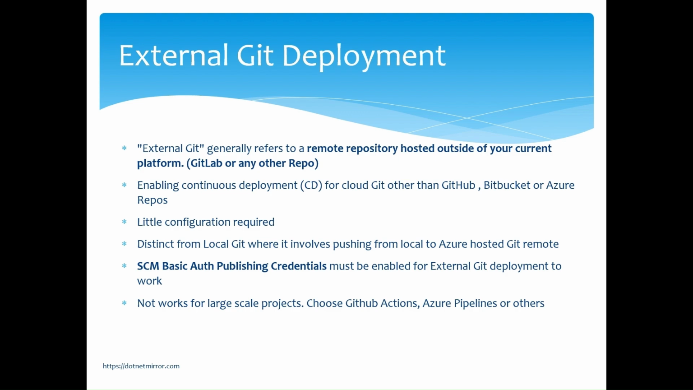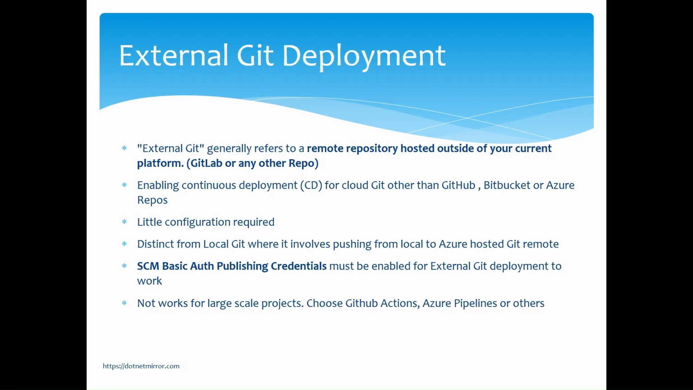When you're using external Git, a little configuration is required in Azure App Service. I will show that in the demo. This is very different from the local Git that I covered in my previous video. In the local Git, you will have your code and push it to Azure, and Azure App Service becomes like a Git remote for you.